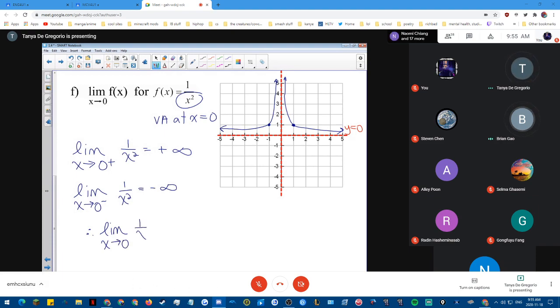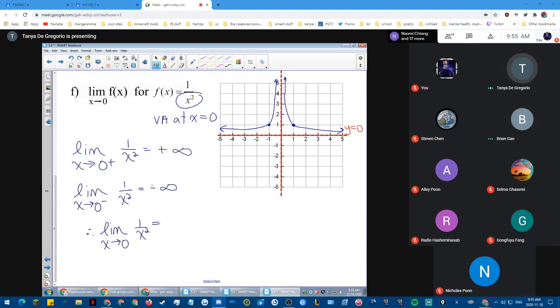Yes, you wrote negative infinity. Oh, I'm sorry. And you don't really need the positive there, right? Infinity is positive.